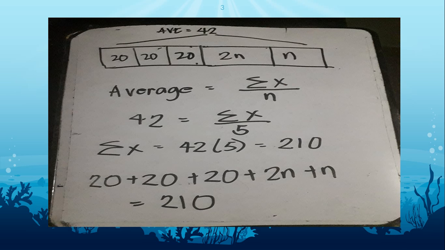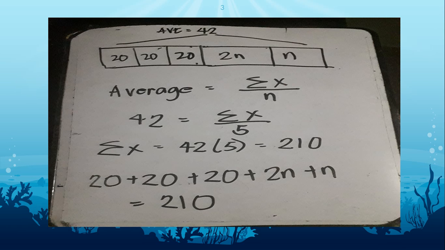So in this problem, we're given the first average of the three numbers, which is 20, and when two numbers are added, the new average is 42. In symbols, we can write the equation as average is equal to the summation of x, being the scores, over n, being the number of scores. So summation also means the sum of the scores.